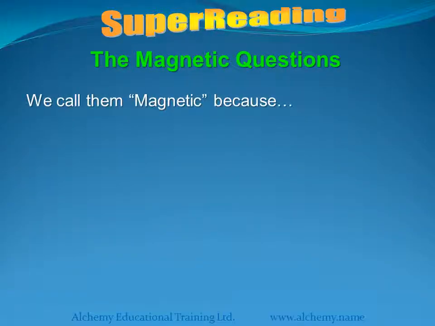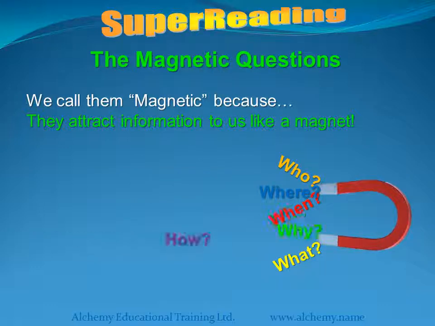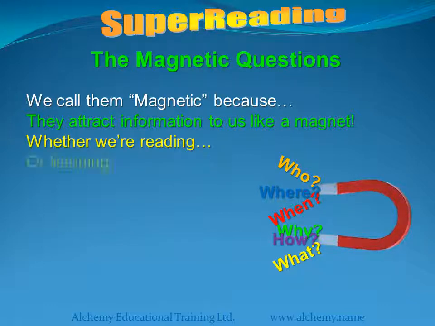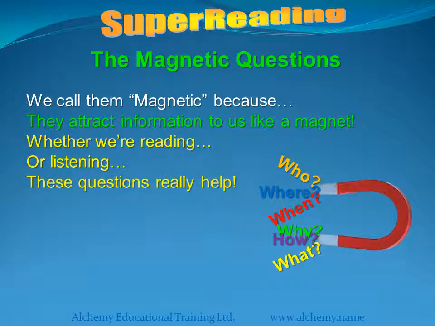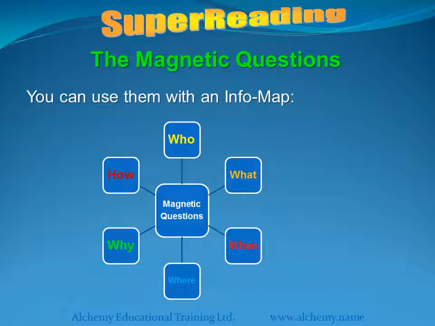We call them magnetic because they attract information to us like a magnet. Whether we're reading or listening, these questions really help. You can use them with an info map. You see here our 6 categories are who, what, when, where, why, and how.